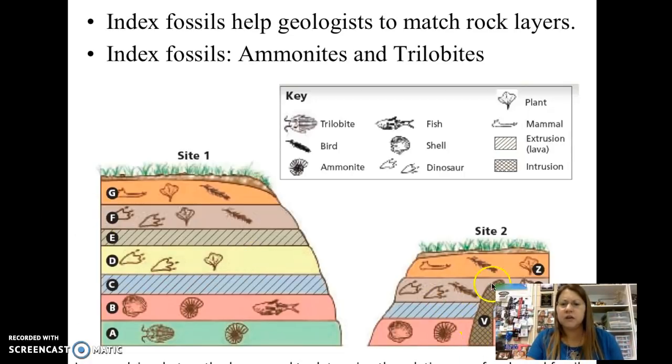You only have an intrusion right here, so that means there must have been a fracture in that rock for that to have been forced up into. And then we have dinosaur footprints here, dinosaur footprints here. So that tells us, since you have dinosaur footprints in both of those locations, that both of those rock layers, Y and D, had to be Mesozoic because dinosaurs went extinct about 65 million years ago.